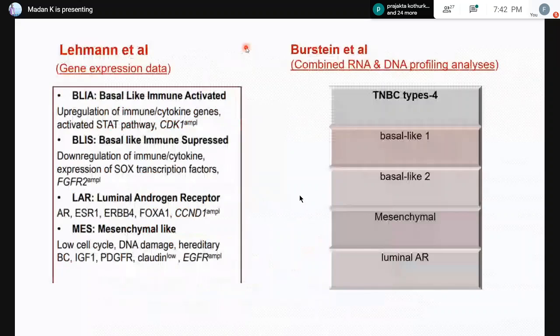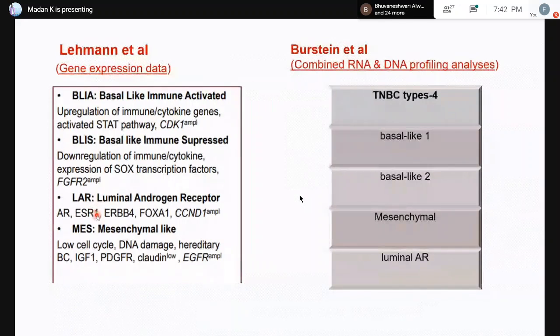As I mentioned, this group is again heterogeneous, and based on genomic expression and DNA and RNA profiling, this group has been subdivided by different groups. The one by Lehmann et al. uses only genomic expression, and they divided the triple negative group into 4 types: BLIS1, BLIS2, luminal androgen receptor, and mesenchymal-like. In the basal-like immune activated group, there is upregulation of immune and cytokine related genes, whereas in the basal-like immune suppressed group, there is downregulation of the same set of genes. And in the luminal androgen receptor group, there are increased androgen receptors and estrogen steroid receptors also.